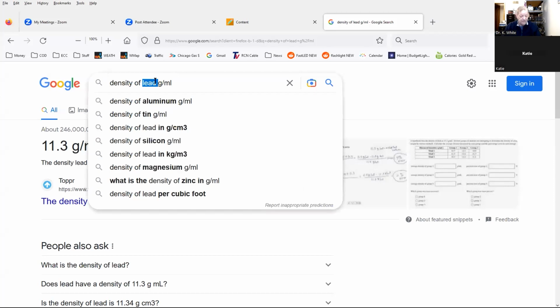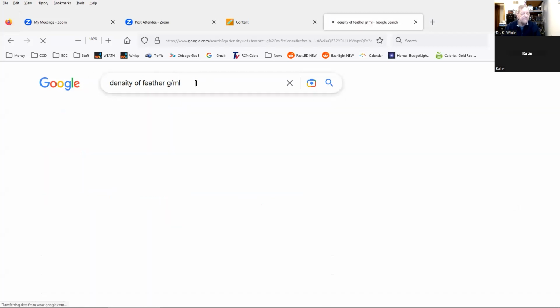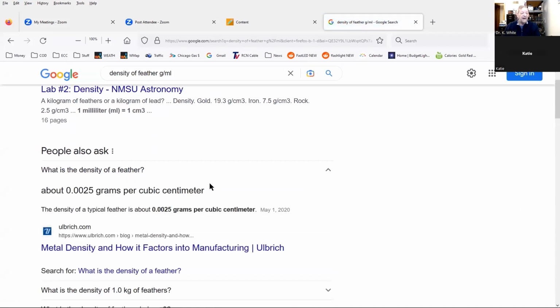Now, let's go back and still have some more fun. Now, a density of feather is 0.0025 grams per cubic centimeter, which means grams per milliliter. Water is 1.0, so a feather has a much, much lower density than water. And if you had a barrel of water or bucket and you had a feather, nope, I don't have a feather with me, but assume you did, and you dropped it in there, guess what? It's going to float on top because it has a lower density. And that's the important thing about density.